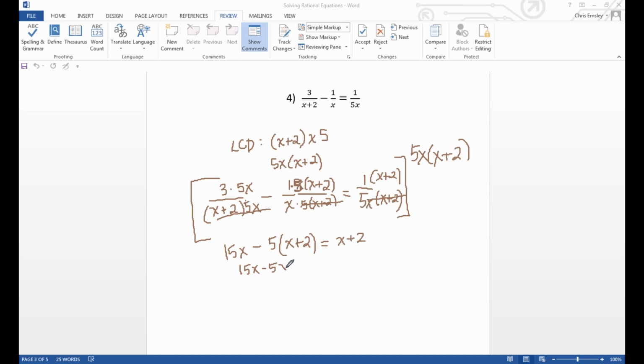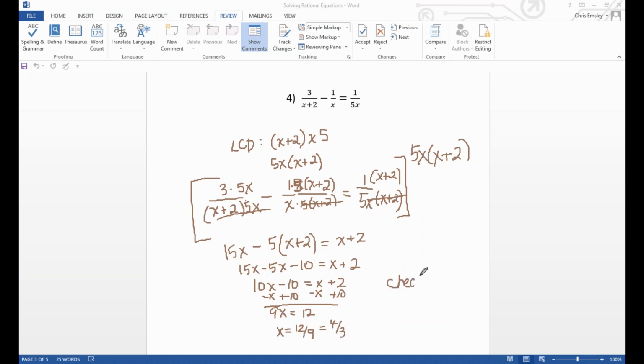We will distribute that -5 through there. And then combine some like terms here. And finally, let's move our x over. And in the same step, we can move that 10 over. We get 9x equals 12. Divide both sides by 9. That can be simplified. x is 12 over 9, which simplified would be 4/3.